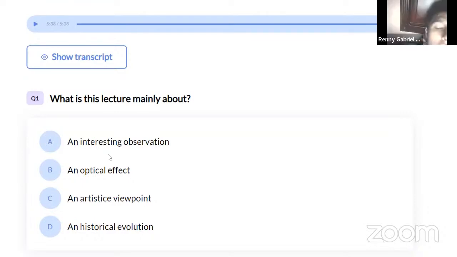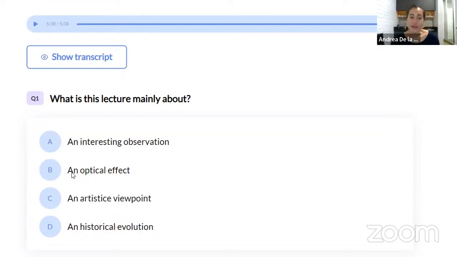Sorry, perspective is the same as viewpoint. Yes, perspective and viewpoint are the same. But an artistic viewpoint, I don't know. Oh, okay. See, it could be optical effect. Yes, right, great. How do we know? You read the question, you answer it in your head. Well, it's about perspective. We don't have that option.